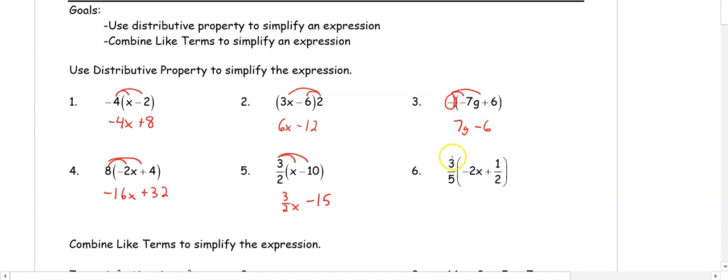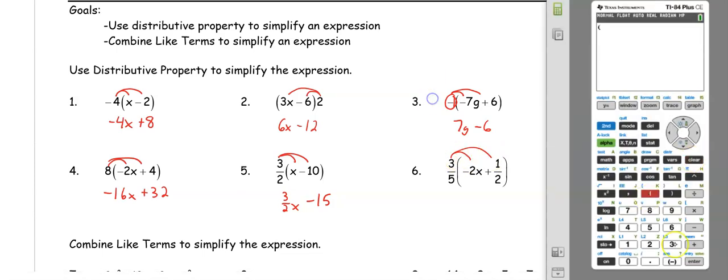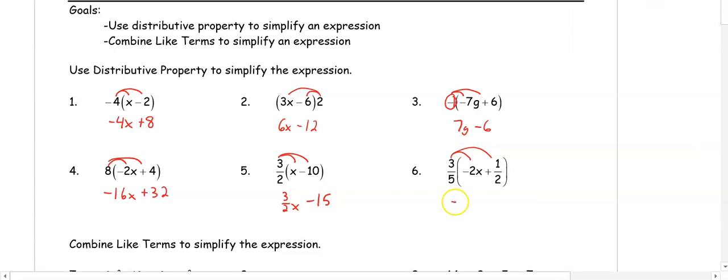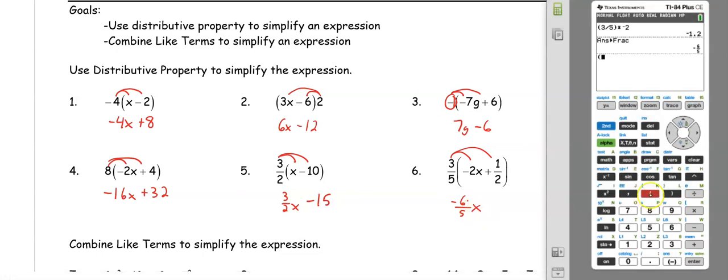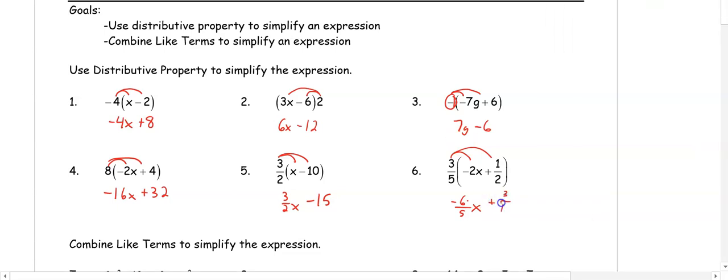In number 6, we are distributing 3/5 to both terms, so we would use parenthesis 3 divided by 5 times -2. Math, enter, enter, which will get us -6/5 x. And then we have 3 divided by 5 times 1 divided by 2 in parentheses. Math, enter, enter. That gets us plus 3/10, sorry, plus 3/10.